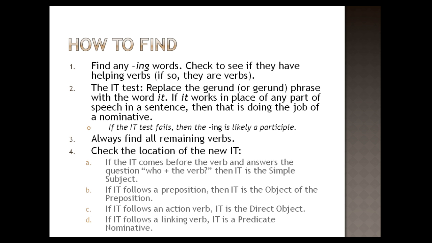If it follows a preposition, then it is the object of that preposition. If it follows an action verb, it is a direct object. It's pretty rare to have an indirect object for a gerund phrase. More likely it's going to be a direct object followed by a preposition and then the gerund phrase, if we're going to use it at all. So for our purposes, if the it follows the action verb, it is the direct object. And if it follows a linking verb, we'll consider this gerund phrase to be a predicate nominative. If you don't have this whole slide in your notes, make sure you get it.